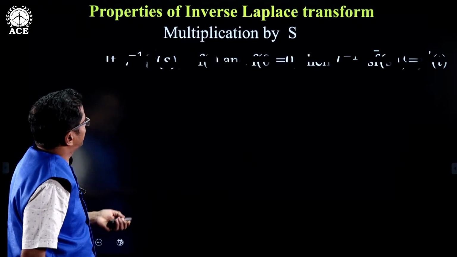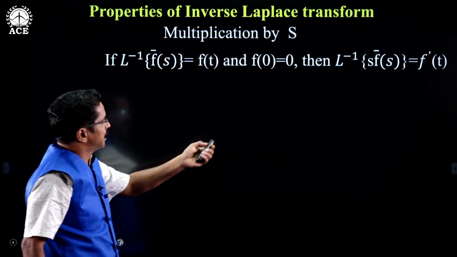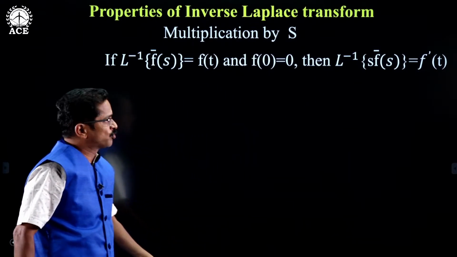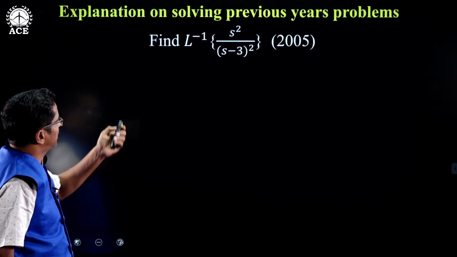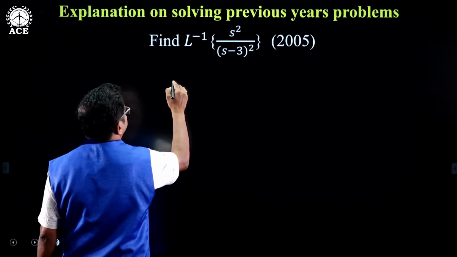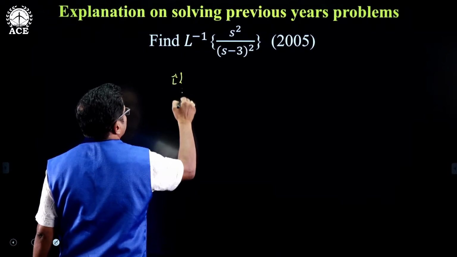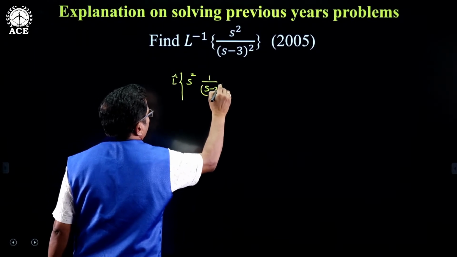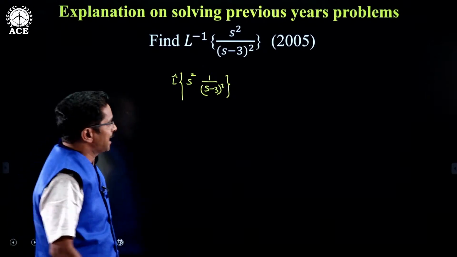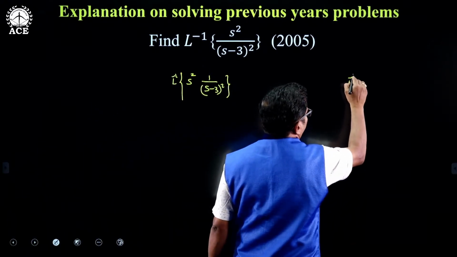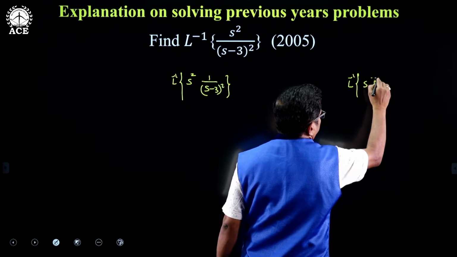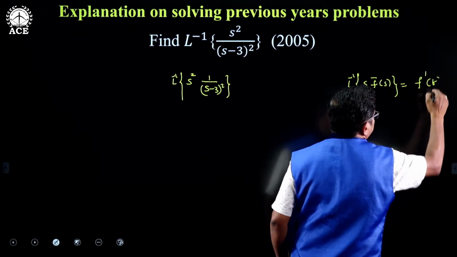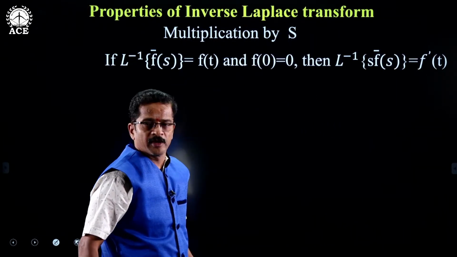Next, multiplication by s. If we take the inverse Laplace transform of s times a bar of s, in such a case we will get the derivative of f of t. Okay, so now let us see this one. L inverse of s square into 1 by s minus 3 whole square. See, L inverse of s into a bar of s is the first derivative, that is what I have shown, f dash of t.